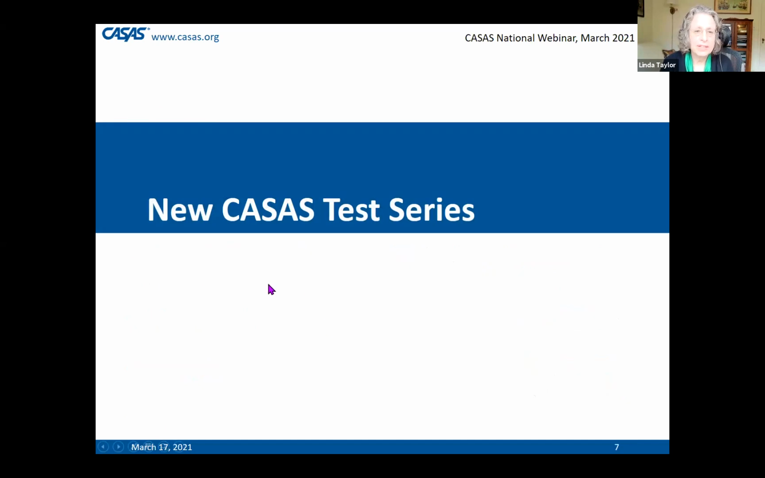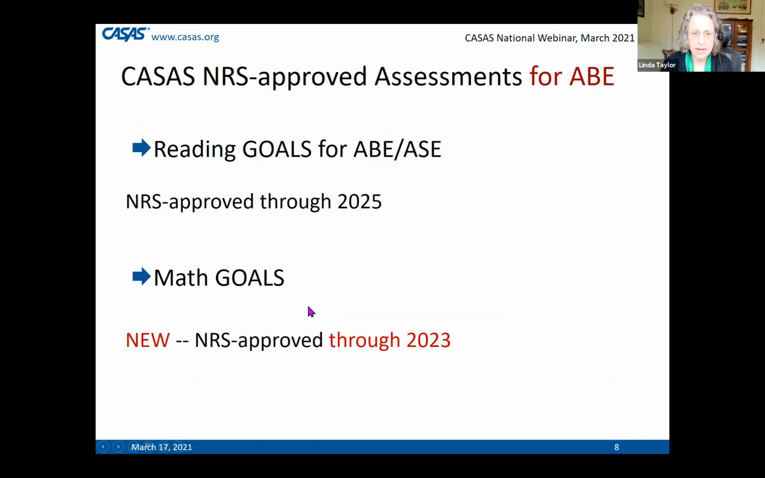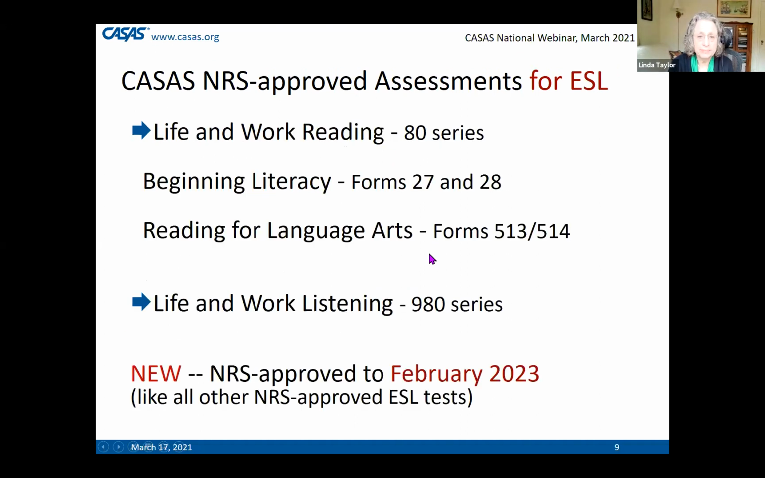So to begin with, about our new CASAS test series, here's the current situation. Hopefully this is familiar to all of you, but just to be clear, for ABE and ASE, the series you need to be using now for NRS funded programs is Reading Goals for ABE ASE, that's approved through 2025, and Math Goals, if you test using math, that was recently updated to be approved through 2023.